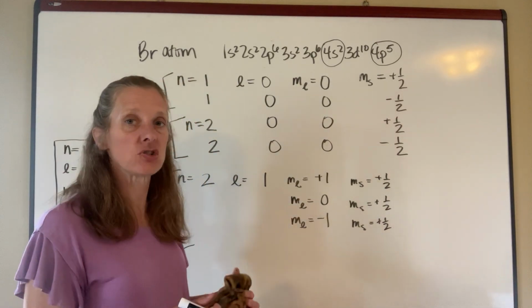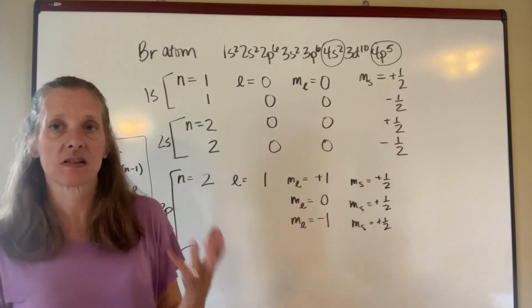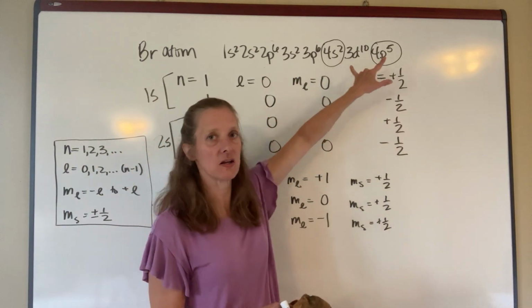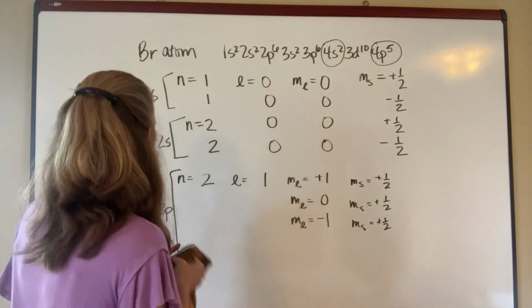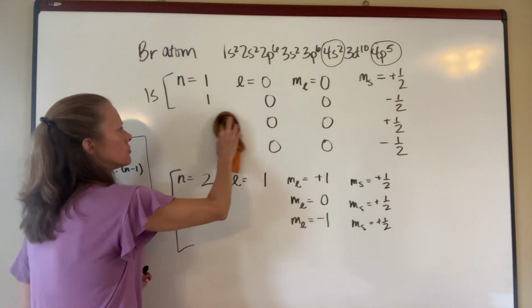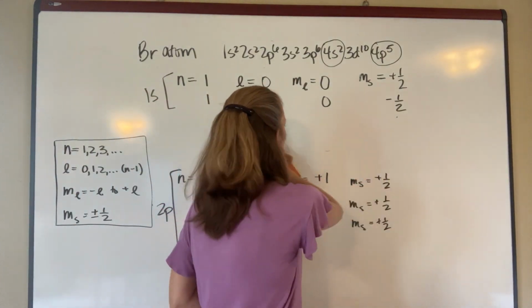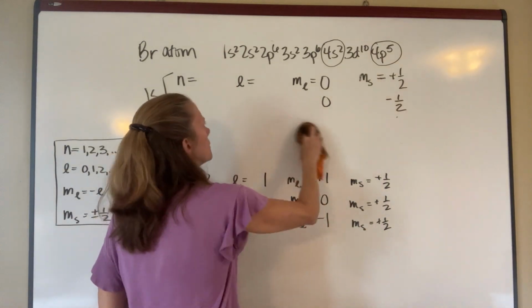So basically just look at it and say, okay, if I'm asked for valence electrons, I'm going to look for the highest value of n. So let's adjust our chart here so we can fill these guys in.